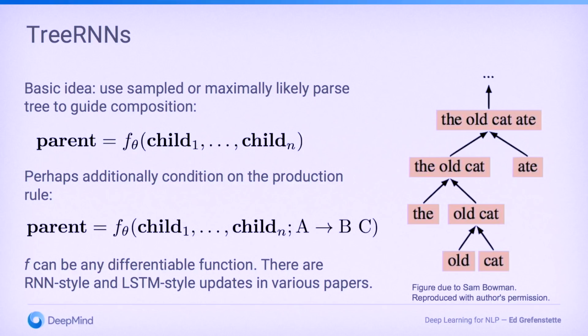Obviously you need to figure out how to deal with the case where it's not binarized. So I have the vector for old and cat, and I have my composition function, which is going to, let's say, concatenate them and project them through an MLP to produce a single vector for old cat, which is in the same size or space, because it's obviously going to be recursive. Then I have a vector for the, and my vector for old cat. I apply that same function, get a vector for the old cat, and do this again for the old cat and ate to get the vector for my sentence.